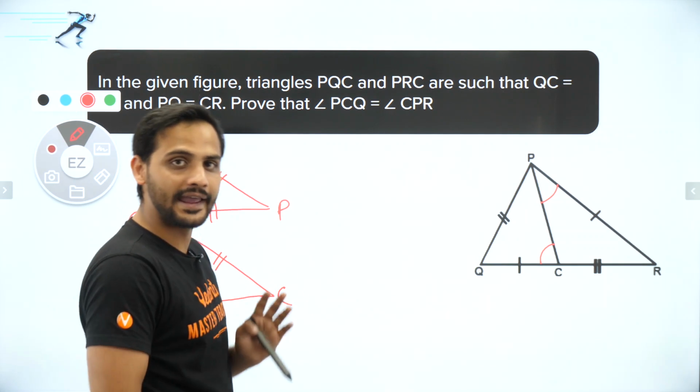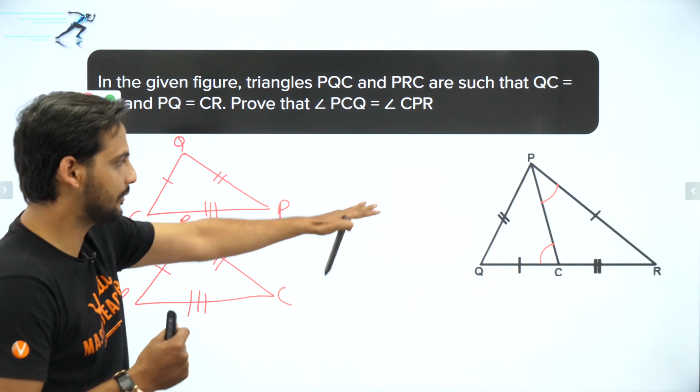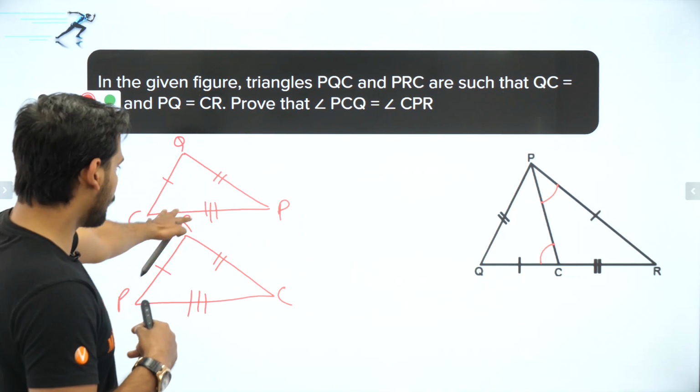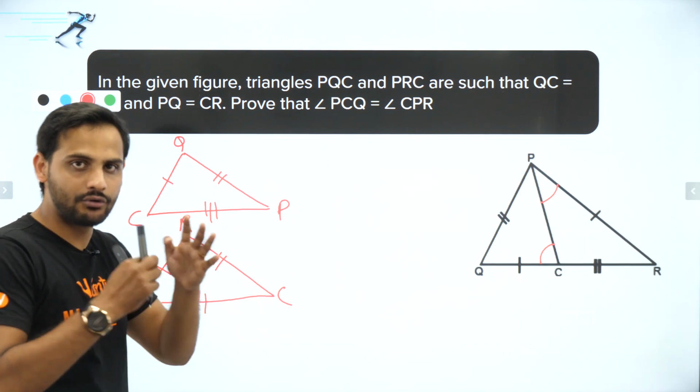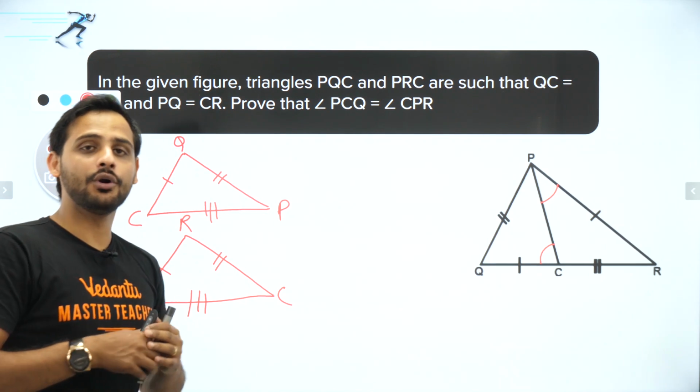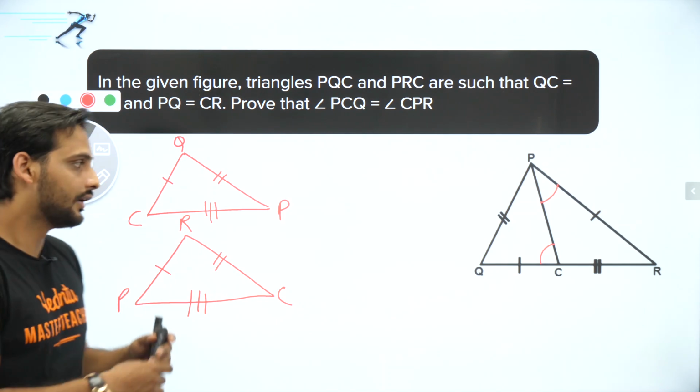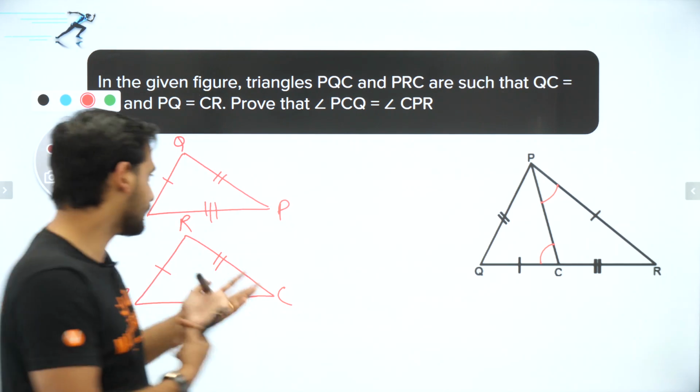So once you have drawn the angle, if you are not able to see everything in that figure, just draw a separate diagram for both the triangles. This is what I wanted to tell you from this question: if you are not able to see it clearly, just draw a separate diagram for both the triangles, and now it is clearly visible.